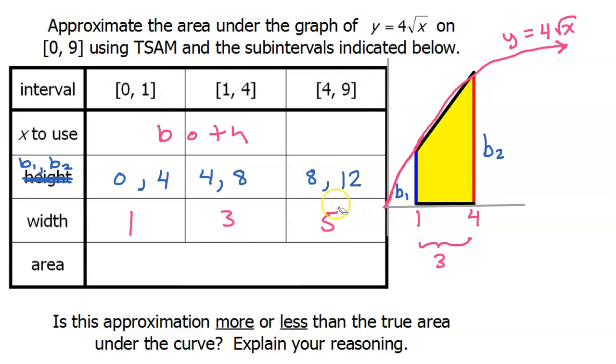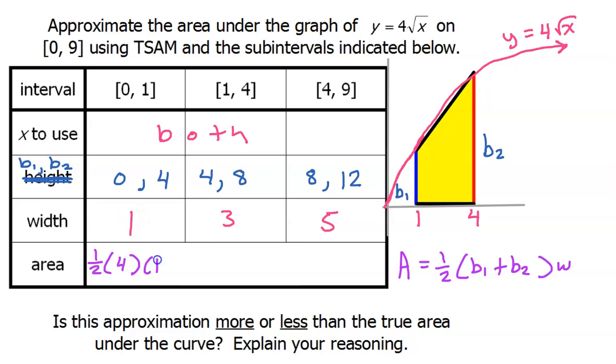Now we have enough information to write 3 trapezoid areas. Again, please remember that the formula for the area of a trapezoid is 1/2 base 1 plus base 2 times the height, or in this case, the width. So I'm just going to do that 3 times. So here I go, 1/2 base 1 plus base 2, that's 4, and then times the width, which is 1.